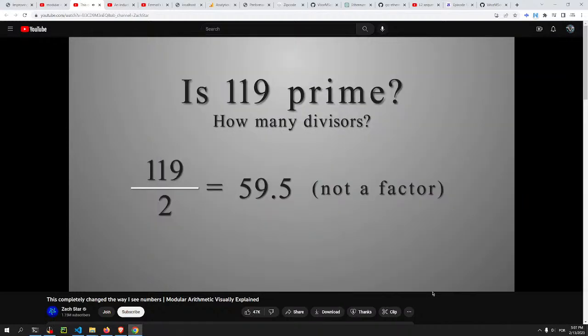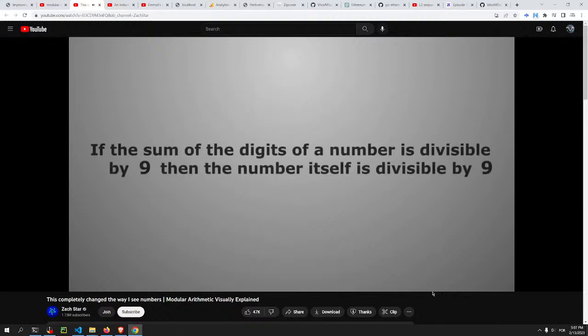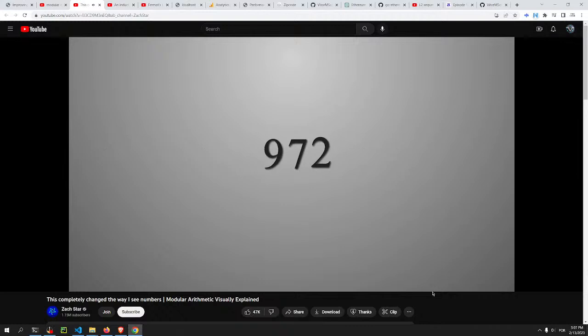Now, earlier in the video, I talked about dividing a number by 3, and as I'm sure many of you know, when it comes to 9 and 3, divisibility is actually really easy due to a certain rule. The rule is if the sum of the digits of a number is divisible by 9, then the number itself is divisible by 9, and the same goes with 3. As in, 972 is divisible by 9 because 9 plus 7 plus 2 is 18, which itself is divisible by 9.